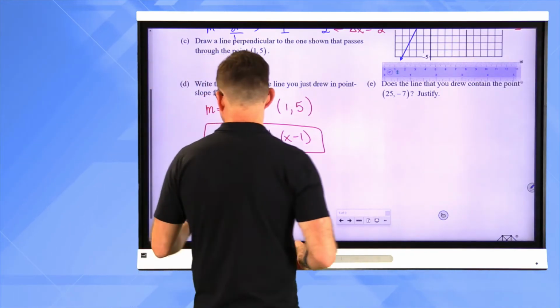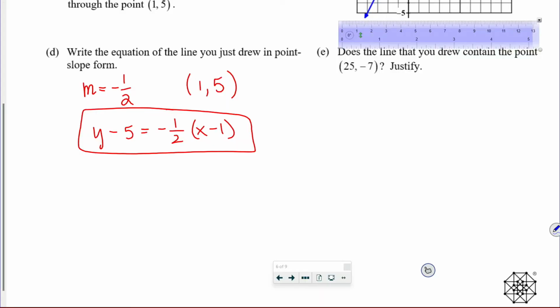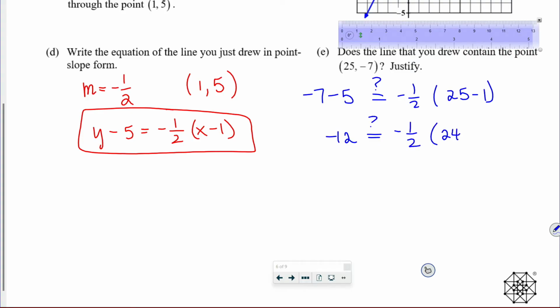So let's do it. Let's check it. All right. So I'm going to put -7 in, -5. Maybe put a little question mark above that. Question mark, does that equal -1/2 times 25 minus 1? -7 minus 5 is -12. So question mark, -1/2 times 24. And -1/2 times 24 is -12. So that's true. And the answer is yes.